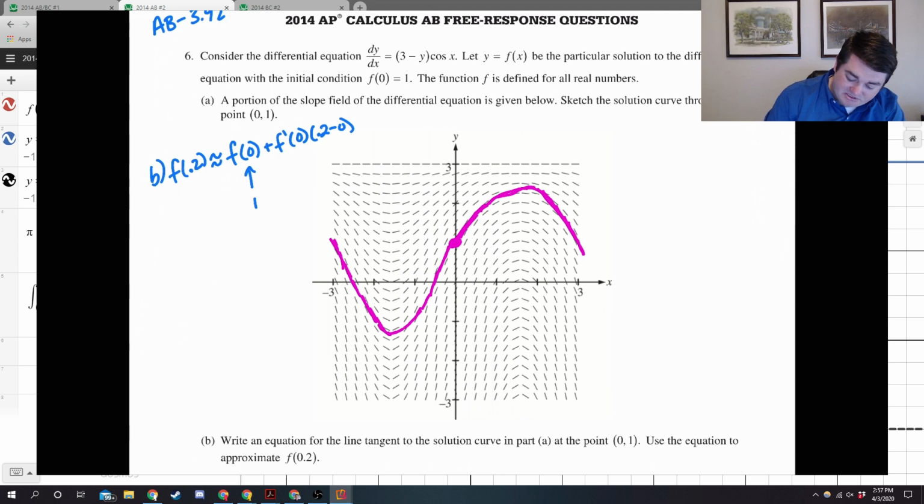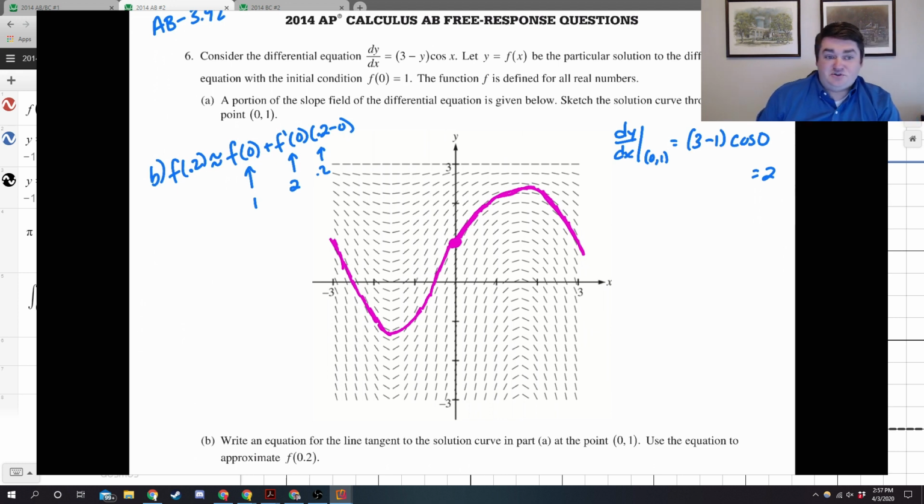So let's take a step aside here and say, what is dy/dx at the point (0, 1)? That would be 3 minus 1 times cosine of 0. 3 minus 1 is 2, times 1 is 2. And 0.2 minus 0 is 0.2. So f(0.2) is approximately 1 plus 2 times 0.2. 1 plus 0.4 is 1.4.